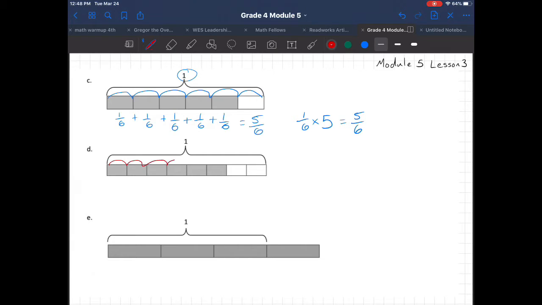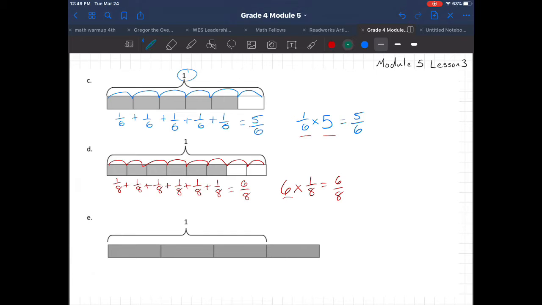D. There are 1, 2, 3, 4, 5, 6, 7, 8 in this one. So we've got 1/8. These are again our unit fractions. 1/8 plus 1/8, unit means 1 in the numerator. And the last one, 1/8. I think that is a total of 6 of those 8ths, which means we need 6 times 1/8 equals 6/8. Notice I reversed from the last one up here. I said 1/6 times 5. Here I have the whole number first. Doesn't matter. It's just like any other multiplication problem.